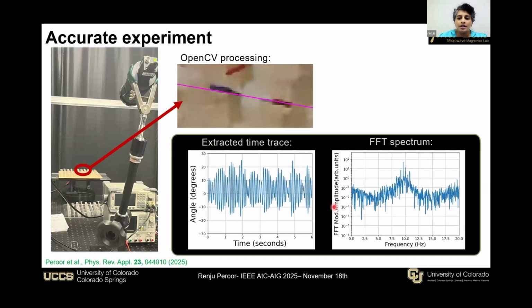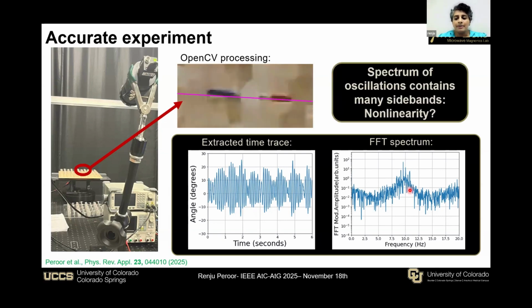From the videos we extracted the time trace, which is plotted. It is done using OpenCV processing. We observe that these oscillations are non-monotonous or non-sinusoidal. Then when we take the fast Fourier spectra, we see harmonics here similar to that of a frequency comb. But it is too soon to say that.